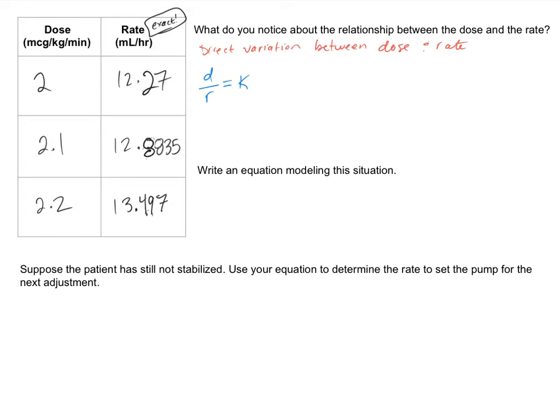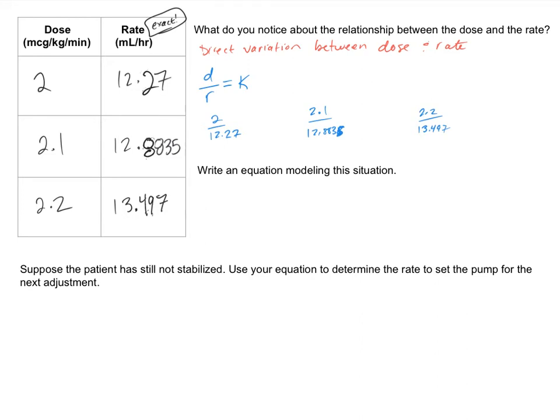So let's look at the ratio of each one of these. If I take the dose of 2 and divide it by 12.27, and I compare that to the dose of 2.1 divided by 12.8835, and then 2.2 divided by 13.497, let's look at these ratios.